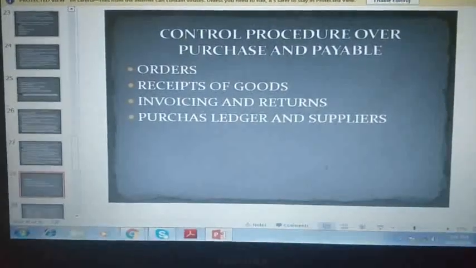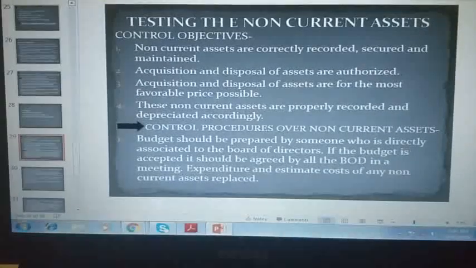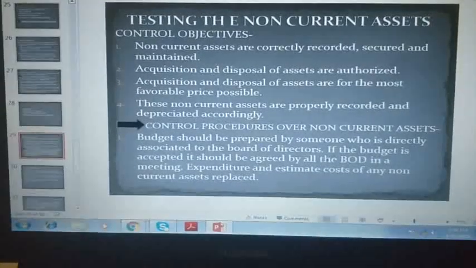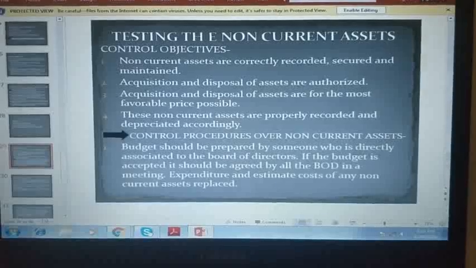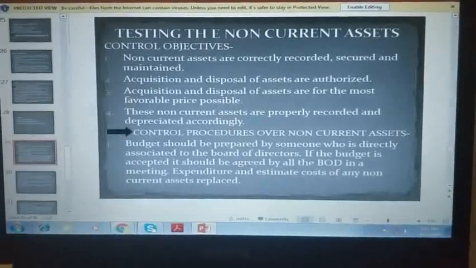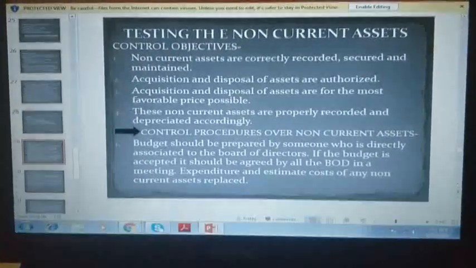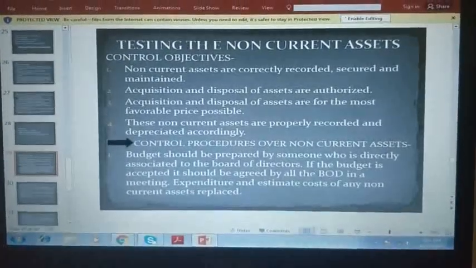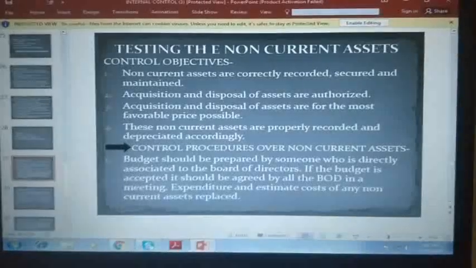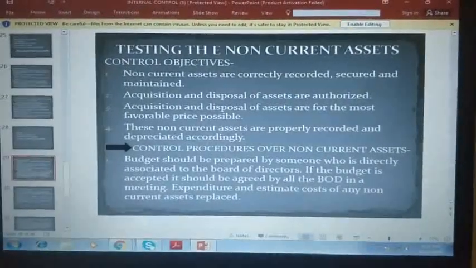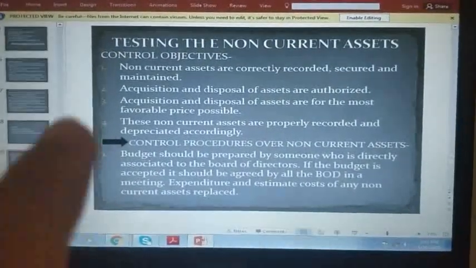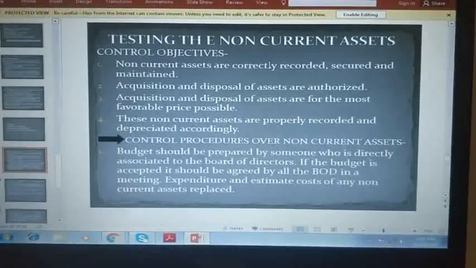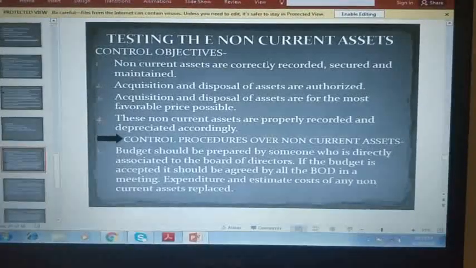Now next, let's move on to your next topic, that is testing the non-current assets. Now in your testing of non-current assets, you have your current assets as well as your non-current assets. Your non-current assets will include intangible assets, your deferred expenses, etc. Okay. So the objective here is that the non-current assets should be recorded correctly, secured, and maintained.